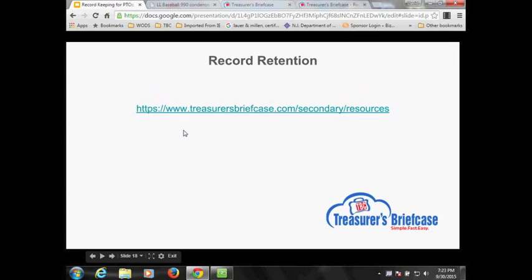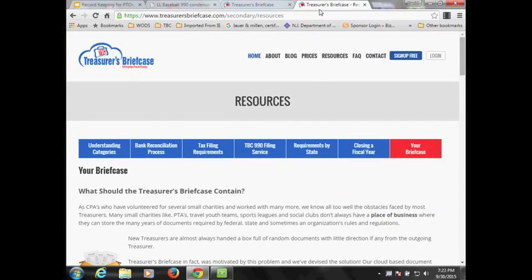I want to talk briefly about record retention. On the Treasurer's Briefcase website, we have a great tool for you to review on record retention. It's under the resource section, under the category called Your Briefcase.